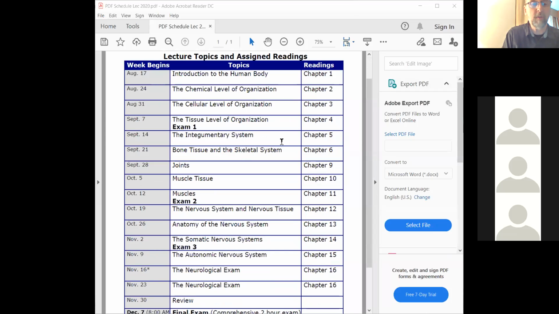And since we're looking at it there, the rest of the semester, which covers another 5 chapters, is going to be on the nervous system. So you can see the nervous system coming up. That's even more complex than the organ systems we're talking about. We're going to take them a bit at a time. So we'll have nerve and nerve tissue, anatomy of the nervous system, somatic and autonomic nervous system, and then the neurological exam. So really detailed stuff coming up.